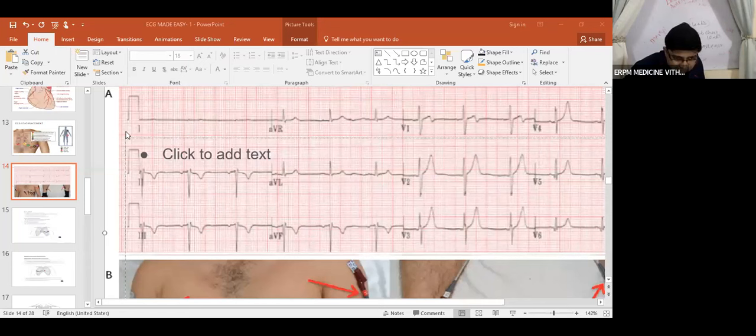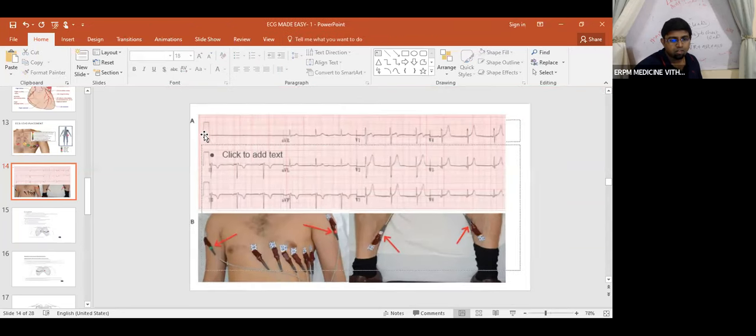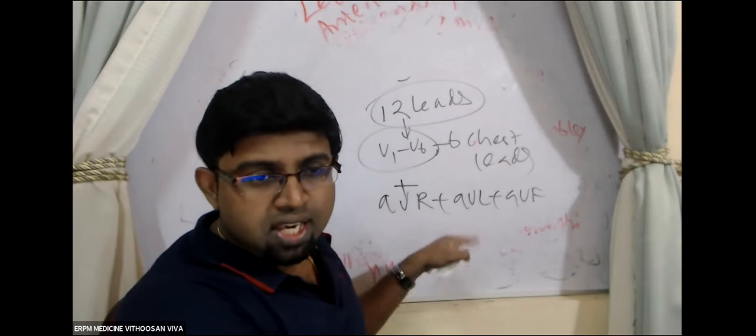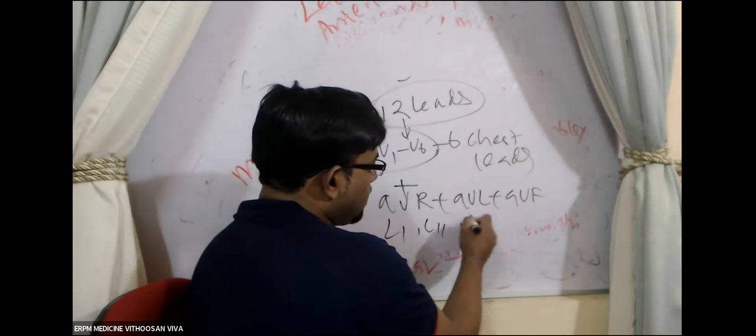If you look here, there are another 3 leads. This is lead 1, lead 2, lead 3. So look here, guys. V1 to V6, AVR, AVL, AVF, and lead 1, lead 2, lead 3.